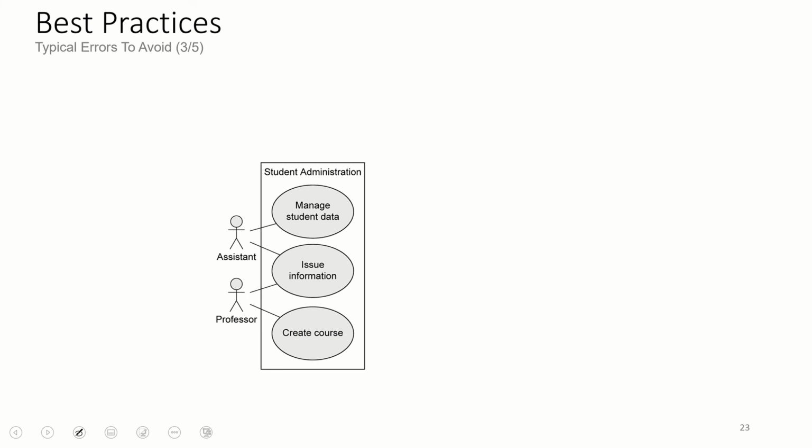Take a look at this example. What's the problem with this example? You can pause for 30 seconds. So the problem you can see is the assistant and the professor both interact with the same use case, which is issue information. So what's the problem? Can we draw it this way? Is that the best way we can do?